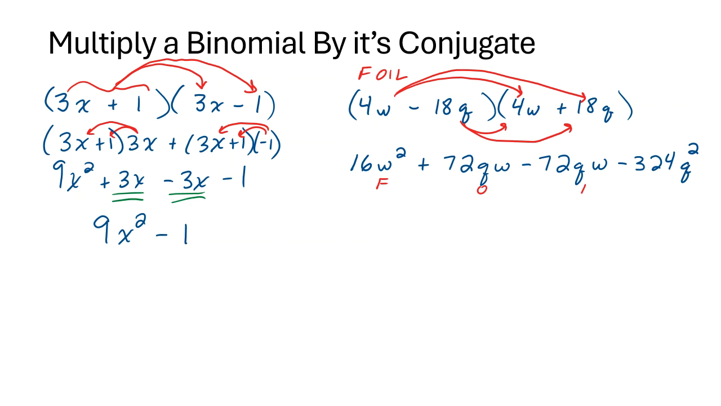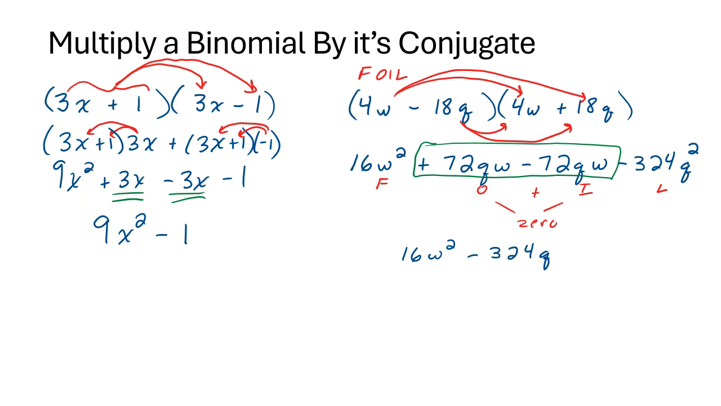All right, so this is our FOIL: first, outside, inside, last. And once again, we see that these two middle terms are going to add to be 0. And that will always be the case when you're multiplying something by its conjugate. The O plus the I is going to end up being 0. So our answer is 16w squared minus 324q squared.